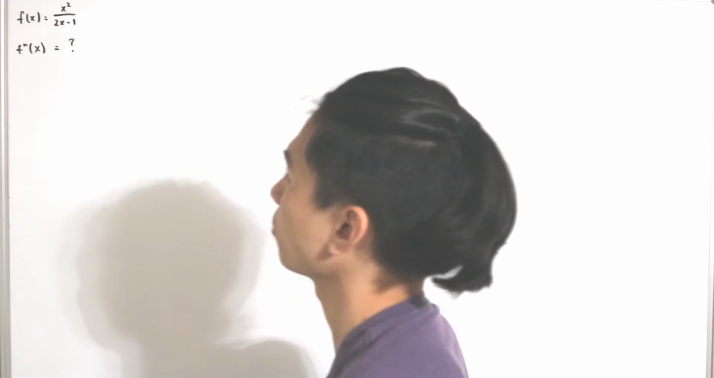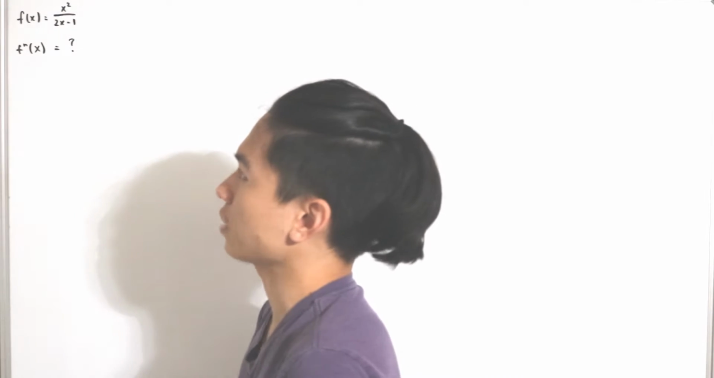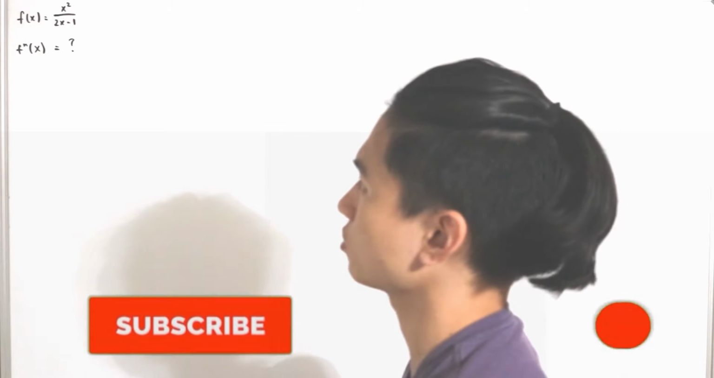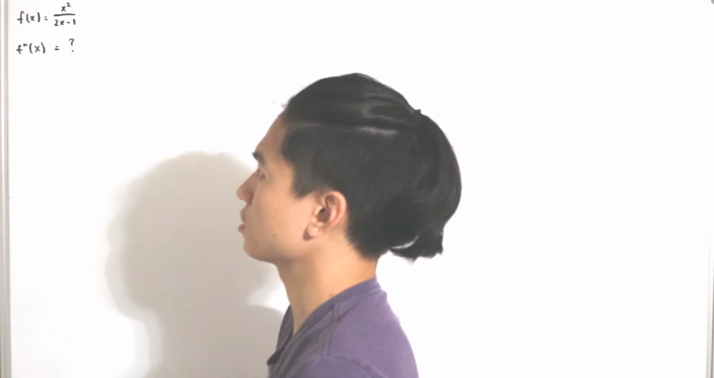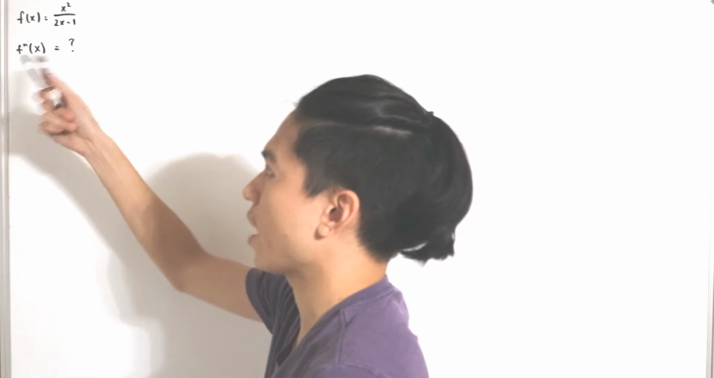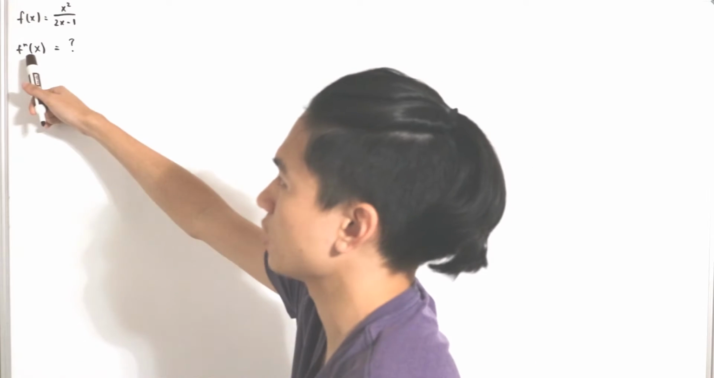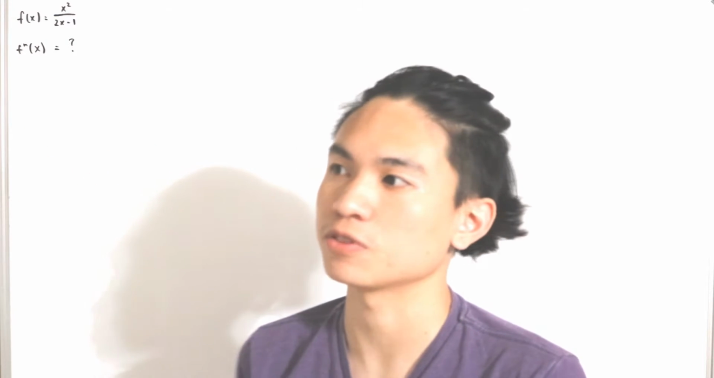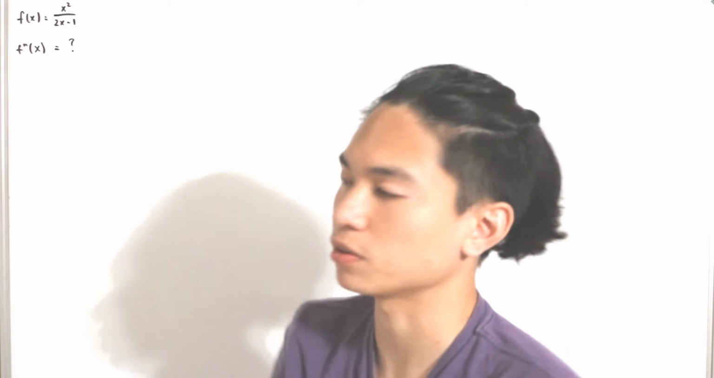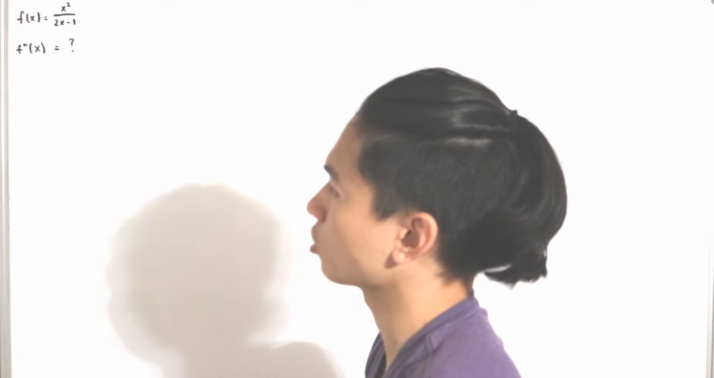This time we're given a function f of x equals x squared divided by 2x minus 1. The question being asked is, what is f superscript n of x? Don't be confused with this one. The n is not defined as the derivative, like the nth derivative and so on. We're being asked to find a generalized formula for the nth iterate.